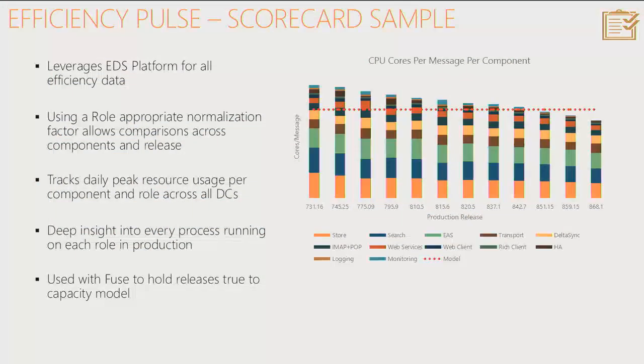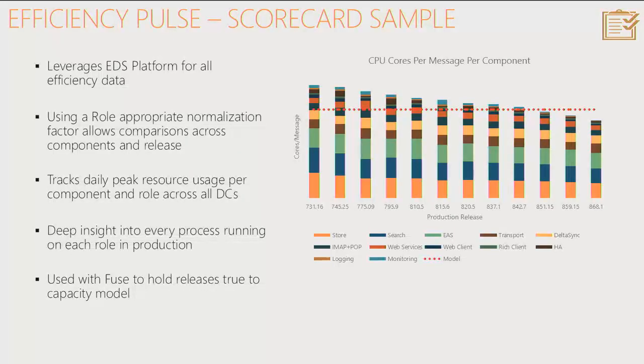Okay, so efficiency pulse. This is a sample of our scorecard. This is the chart that gets shown. There's also a numerical breakdown that I thought would be hard to read. Essentially, the efficiency scorecard, for the peak hour of every day, pulls data from the EDS platform that's already being stored.